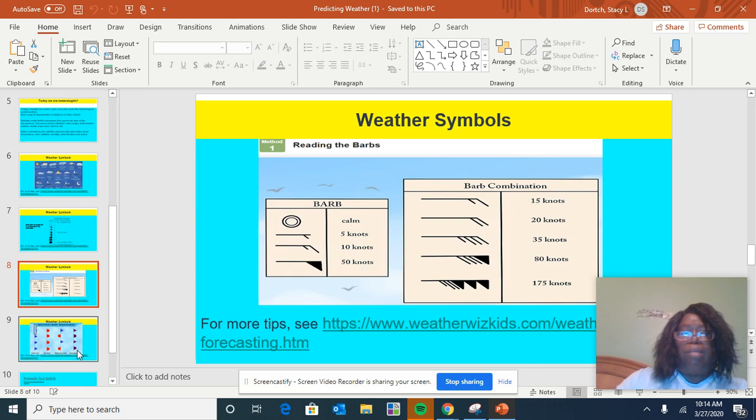The next symbol is something called weather barbs. You might see this on the Weather Channel. They represent the wind speed and how fast it's going. Normally they're represented in something called knots, where each knot is about 1.15 miles per hour. You'll see these on the Weather Channel. You don't really need to know how to calculate it unless you plan on being a meteorologist.